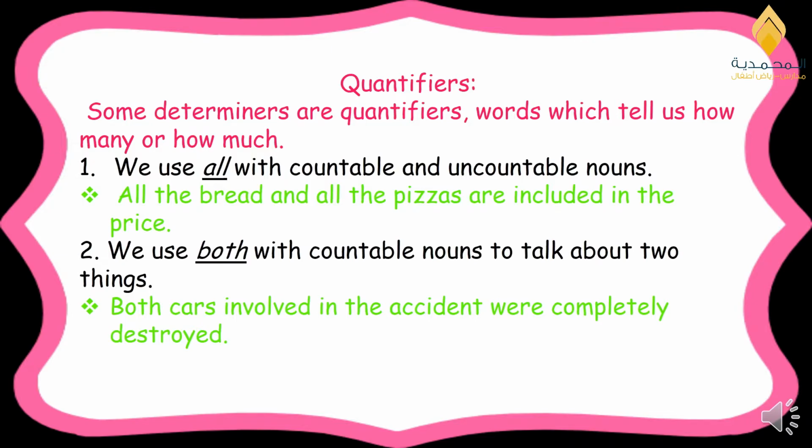Okay? Number two, when do we use both? We use both with countable nouns to talk about two things. Both cars. Here, when I say both cars, I mean the two cars involved in the accident were completely destroyed.